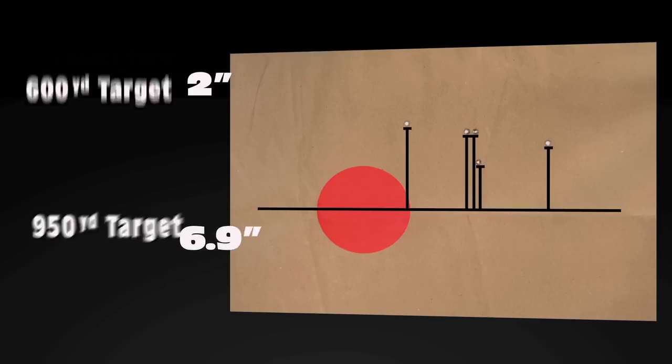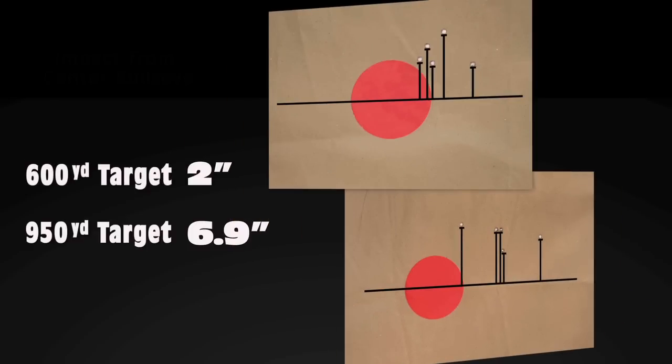All right, so those are the two numbers that I'm going to take back to the ballistics program. 2 inches high at 600, and 6.9 inches high at 950. All right. So we'll go back to the computer, and I'll show you how to put those numbers in to get the right velocity, to validate the trajectory.